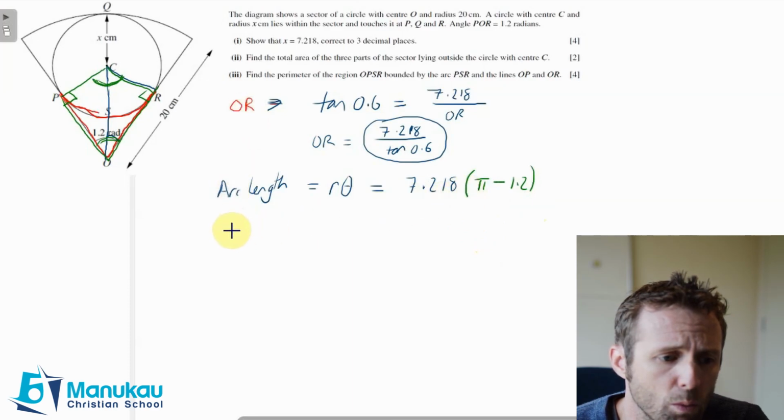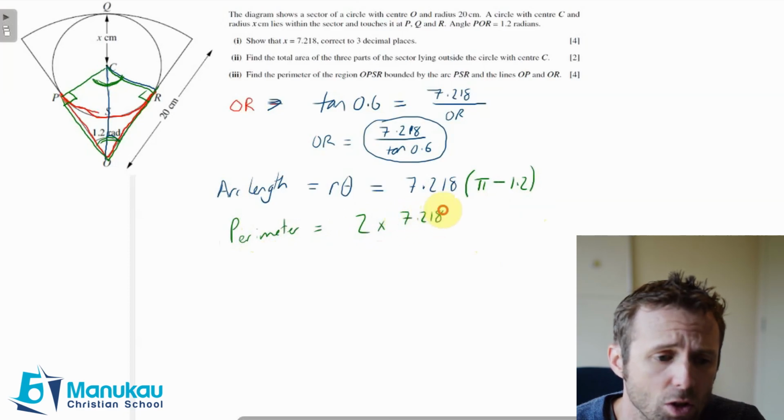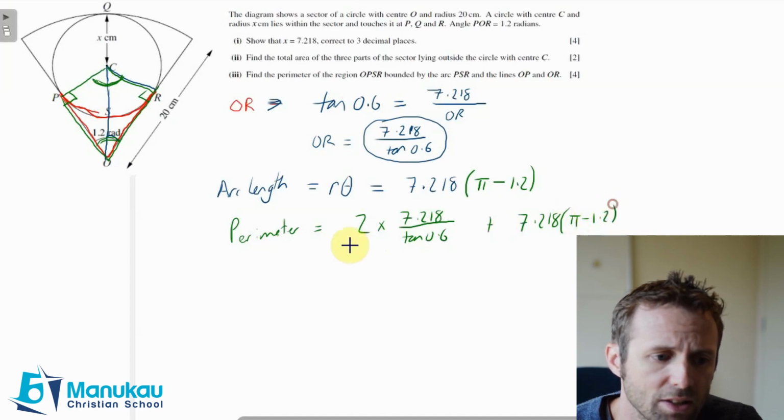So when we think about the perimeter of this red shape that we've sketched in, it's going to be 2 times 7.218 all over tan 0.6, which gives us PO and OR, the straight sides. And then we're going to add to that 7.218 in brackets pi minus 1.2, which will give us the curved arc. And then when I chuck that into my calculator, I'm getting 35.1 centimetres. So this is to 3 significant figures.